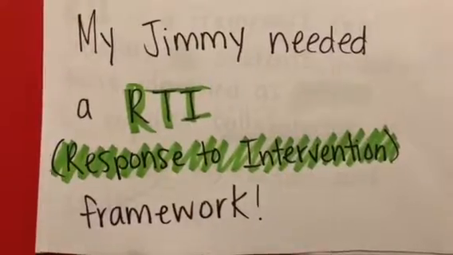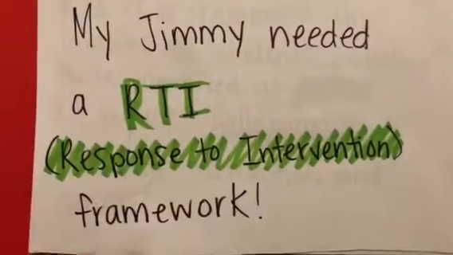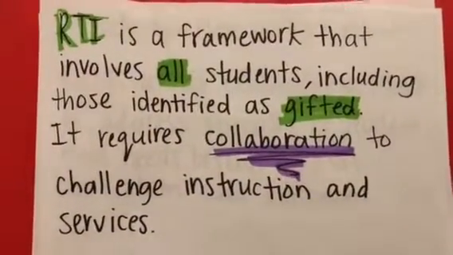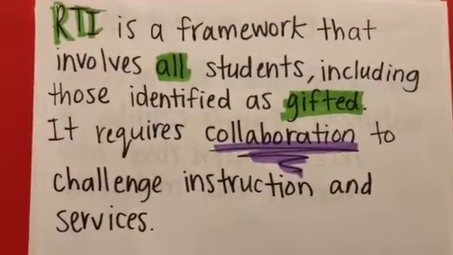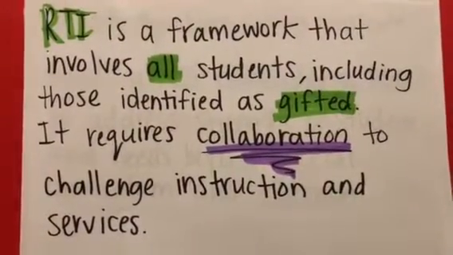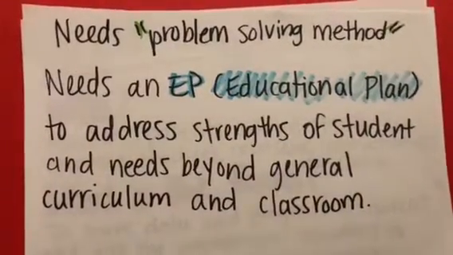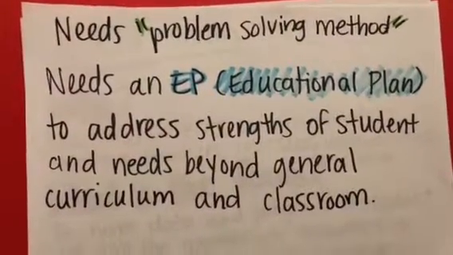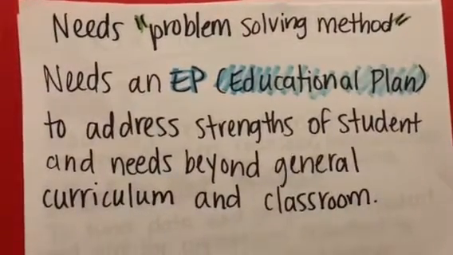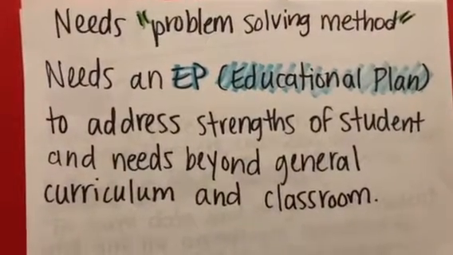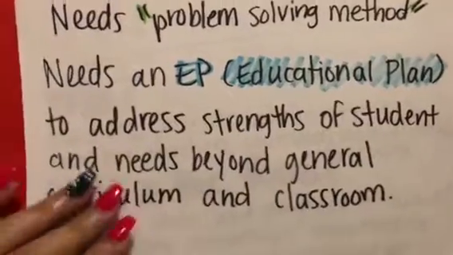So my Jimmy needed an RtI, response to intervention, framework. An RtI is a framework that involves all students, including those identified as gifted. It requires collaboration to challenge instruction and services. And Jimmy needed a problem-solving method. So he needed an EP, which is an educational plan to address strengths of the student and needs beyond the general curriculum and classroom.